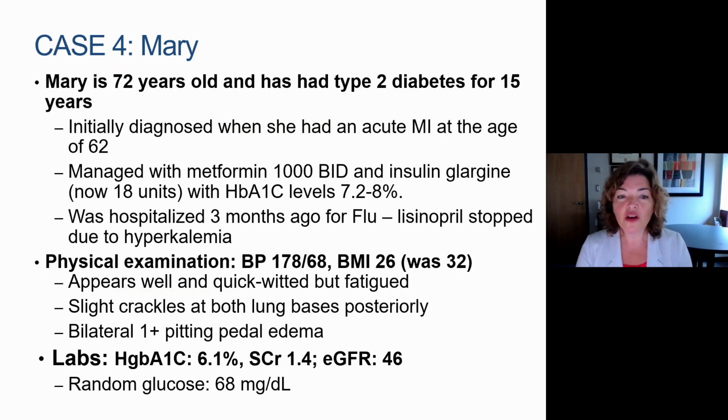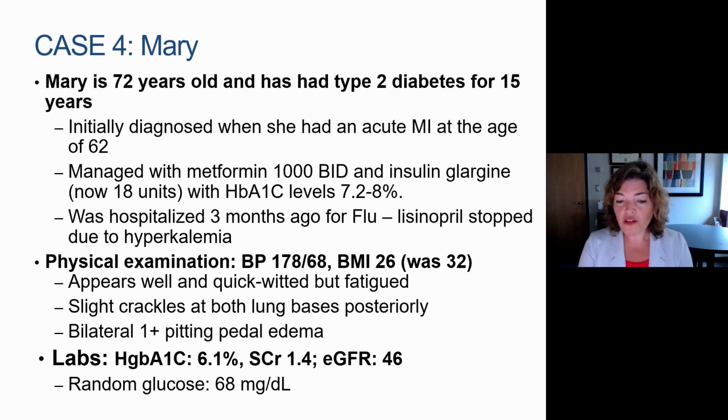All right, we have one case left, and this is Mary. She's 72. She's had type 2 for 15 years. She was initially diagnosed when she had an acute MI at 62, so it's 10 years after her MI. She's on metformin and insulin now. She was hospitalized for the flu recently. On physical exam, her blood pressure is quite elevated. Her BMI, she's lost some weight.